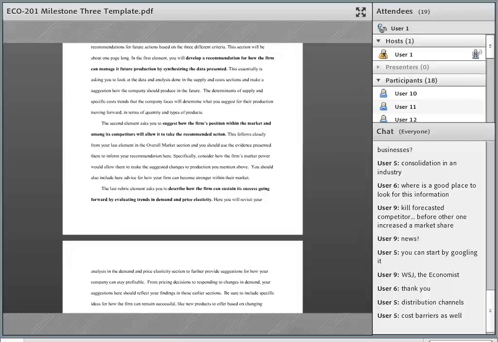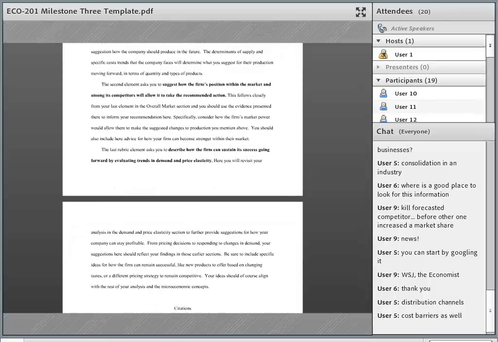The next element is asking you to suggest how the firm's position within the market and among its competitors will allow it to take the recommended action. So a company might have a very strong position in their market, or they might be a smaller player in their market, and that might impact how they're able to take certain actions, and you're going to discuss that here. If they're able to take your action, explain why that is based on their position in the market.